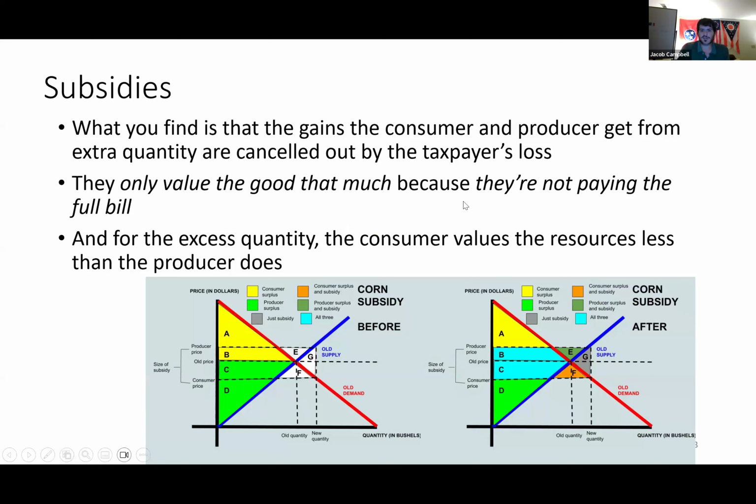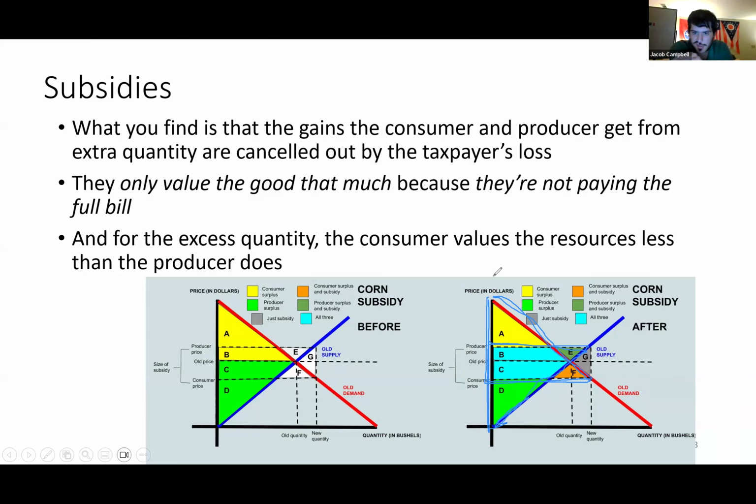And what you find is that the gains the consumer and producer get from the extra quantity are going to be canceled out by the taxpayer's loss. So let's go through and look at each of these. Now, on the producer side of things, they're getting this big triangle. They get B, C, D, and E after the subsidy is implemented. And from the consumer's perspective, they get that other big triangle, A, B, C, and F.